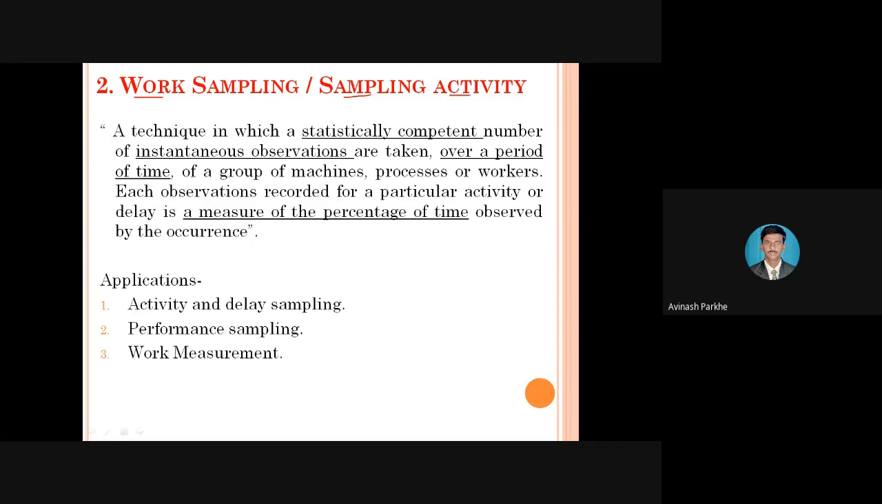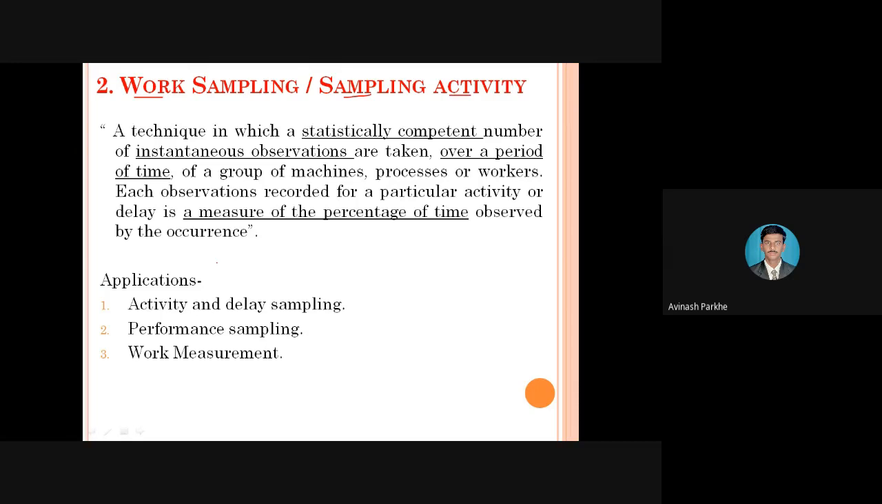So in this particular method, a number of observations are made. Work sampling is one of the techniques in which a number of observations are made over a period of time. What is the meaning of that? Number of observations are made. That means whenever your first shift is started, maybe at 8 a.m. in the morning, at that time the number of machines are started. Then operators are also working on those machines.